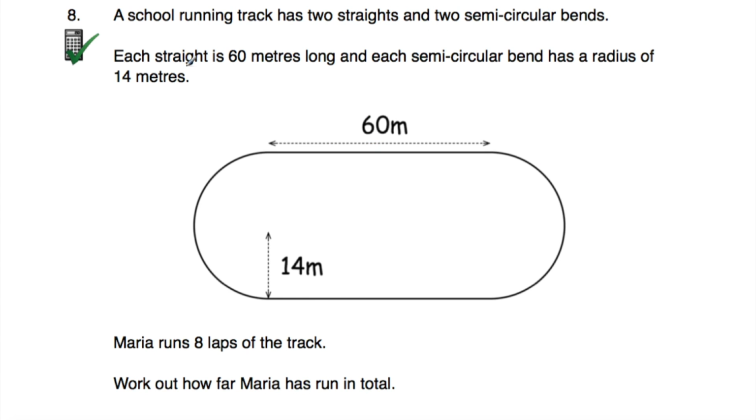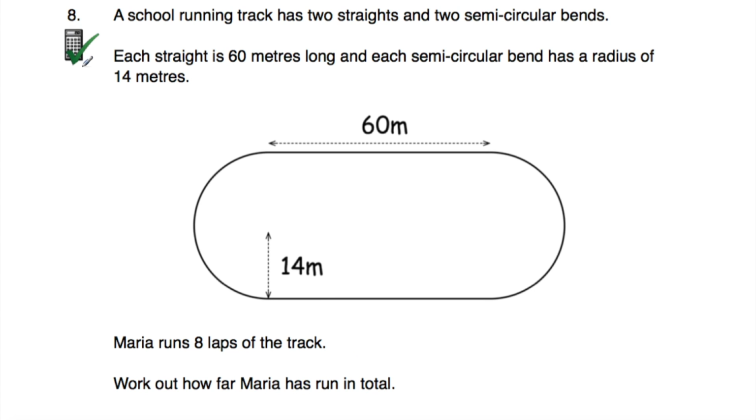Okay, question number 8. So question number 8 says a school running track has 2 straights. So we've got these 2 straights and 2 semicircular bends. So this bend here and this bend here. And each straight is 60 meters long, and each semicircular bend has got a radius of 14 meters. So this semicircular bend has got a radius of 14 meters. And we're told Maria runs 8 laps of the running track, and we've been asked to work out how far Maria has run in total.